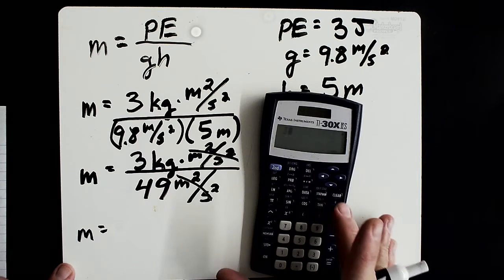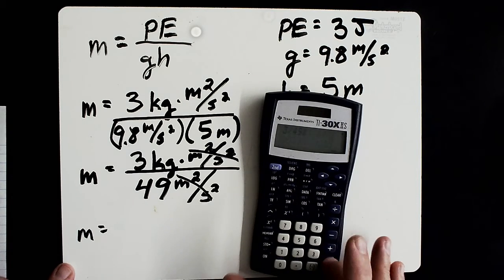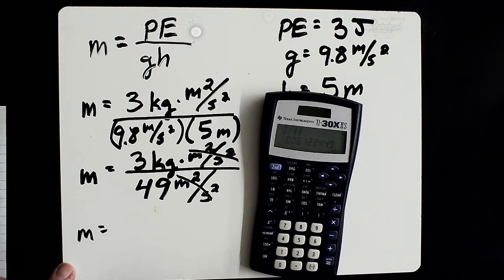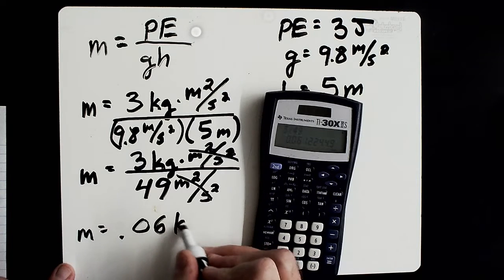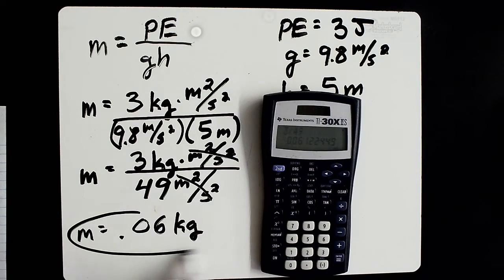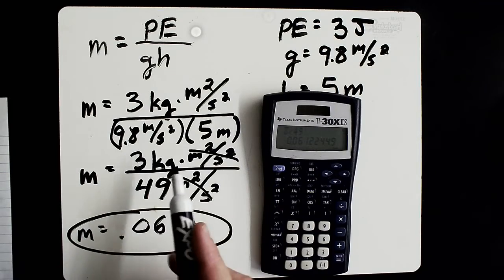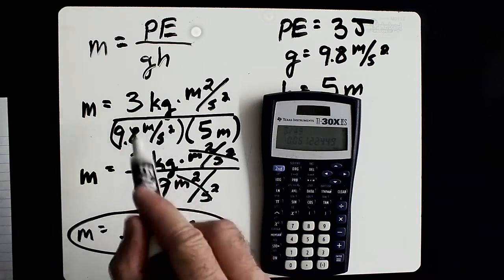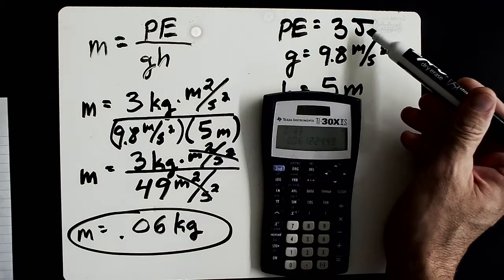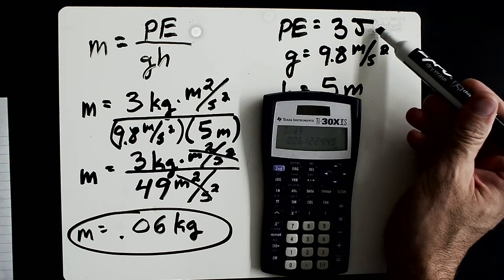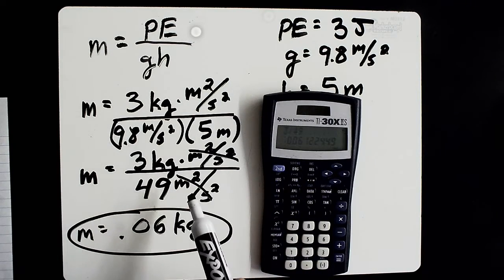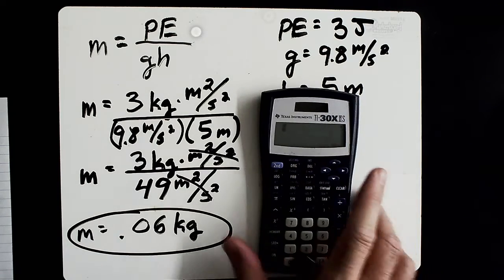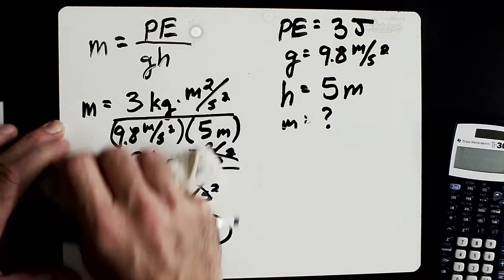So 3 divided by 49 is 0.06. Good enough. Kilograms. And there's that. Okay, so when you fill in the equation, you're not going to want to put J. You're going to want to put this, the kilogram meter squared over second squared, to keep track of your units like I did here. Okay, so let's do another one.